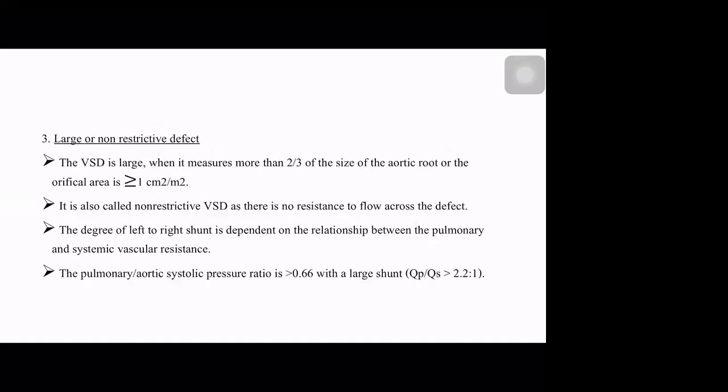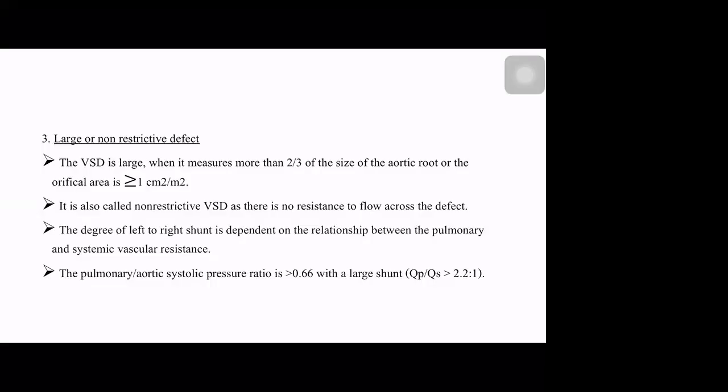What about the large or non-restrictive VSD? When the VSD is very large, there is no restriction of blood flow from the left to right side, and it measures more than 2/3 of the size of the aortic root, or the orificial area is more than or equal to 1 centimeter square per meter square. It is also known as non-restrictive VSD, as there is no resistance to flow across the defect.